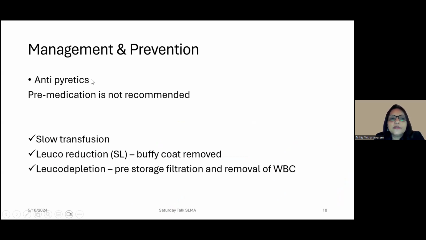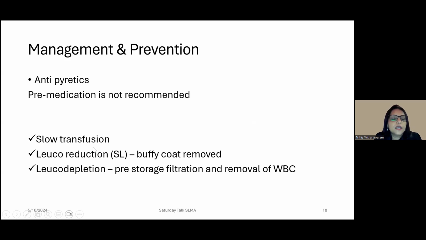So for the management of FNHTR, antipyretics, that means paracetamol, would be the best drug there. We don't recommend NSAIDs. And for pre-medication, that means you had a patient with FNHTR and you think the next transfusion would be getting this one, we have to make the patient comfortable, but nobody in the guidelines recommends pre-medication because that masks all the important signs and symptoms also. So unless prescribed by a specialist, we don't recommend pre-medication. Let the patient present it. You have to be there for the management. It's only symptomatic management.